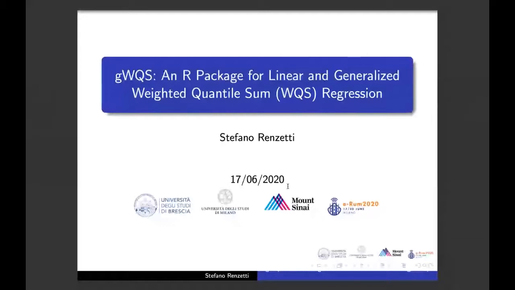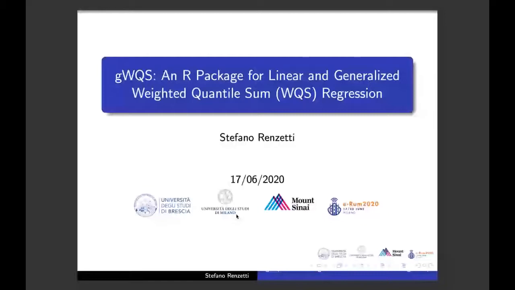gWQS is a package that was initially developed in 2016 to allow users to apply this novel statistical method of the weighted quantile sum regression. In these last years, the package had major updates, and in this talk I'm going to tell you about the last version, which is going to be available very soon in a few days on CRAN.